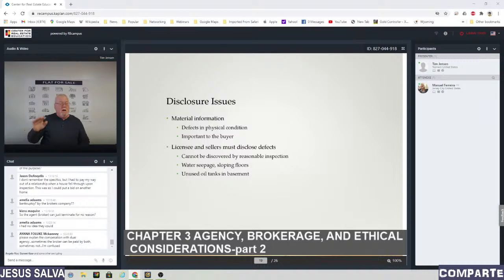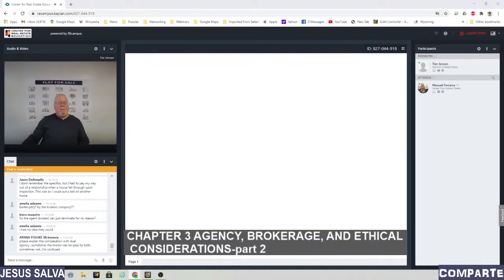Please explain the compensation with dual agency. Sometimes the broker can be paid by both, sometimes no. I'm confused. There's no reason to be confused, Deanna. Here, let's look at it as a whiteboard diagram. That's the easiest way to do it.